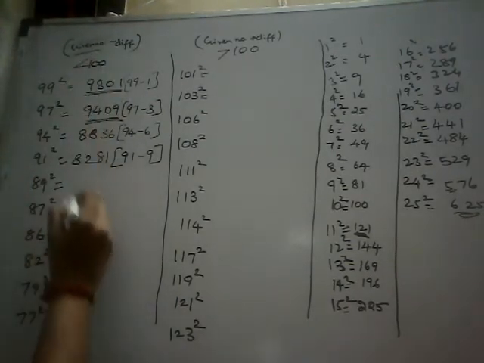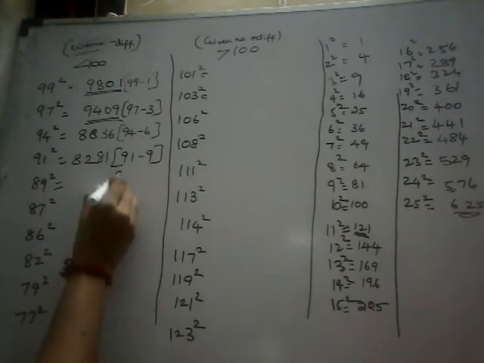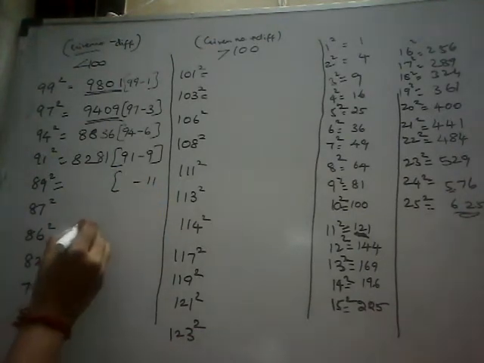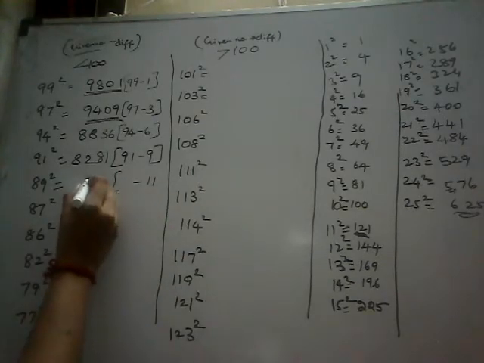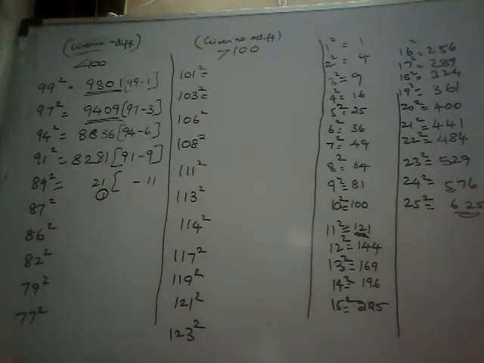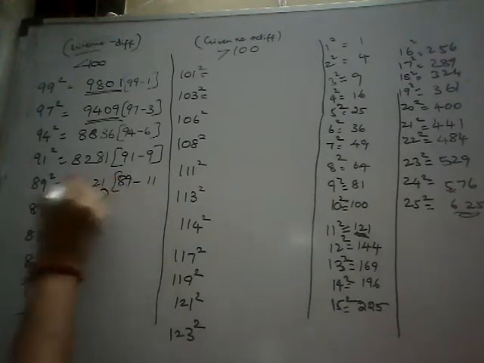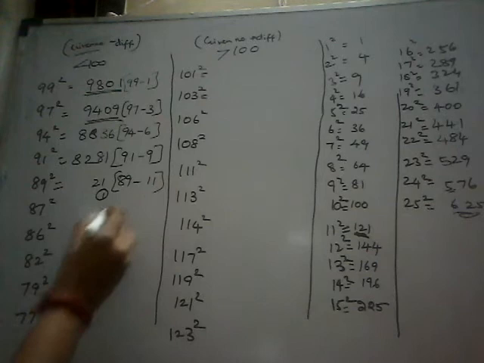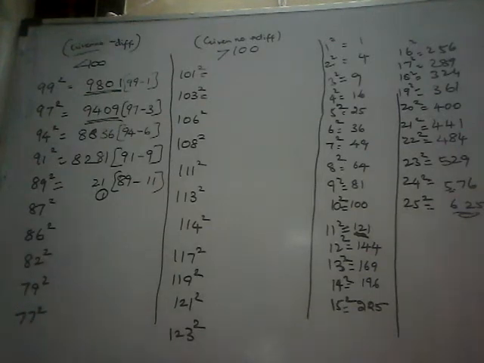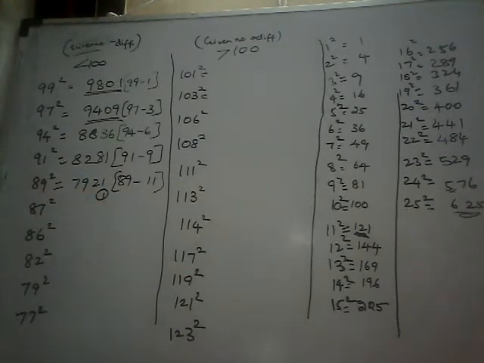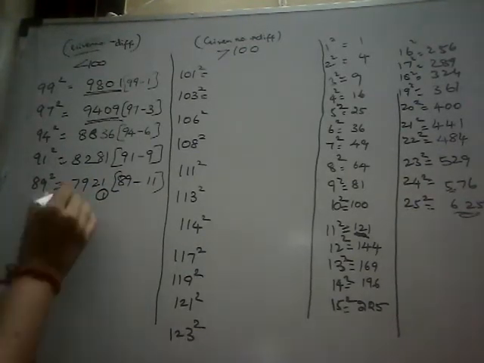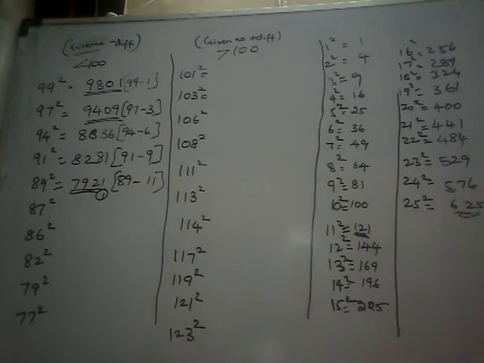Same way 89 squared. How much is the difference? 11. So the difference is 11. Square it, you will get 121. 21 right and 1 in the carryover number. Here the given number is 89. Subtract that difference number, 89 minus 11. That will give you 78. To this 78 add that carryover number, 78 plus 1, 79. So 7921 is your answer.